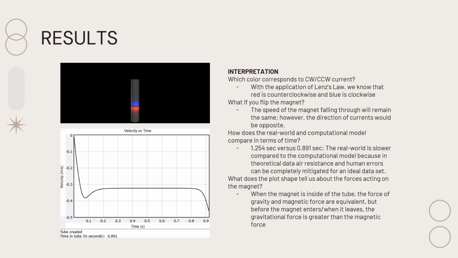And then how does the real world and computational model compare in terms of time? So we know that our experimental was 1.254 seconds, and then the computational model was 0.891 seconds. So the real world is actually larger compared to the computational model because in the theoretical data set, air resistance and human errors can be completely mitigated. And then what does the plot shape tell us about the forces acting on the magnet? The magnet is inside of the tube from time 0.1 seconds to 0.8 seconds. The gravity and magnetic forces are actually equivalent, but before the magnet enters and when it leaves the tube, we can see that the gravitational force is much greater than the magnetic force.